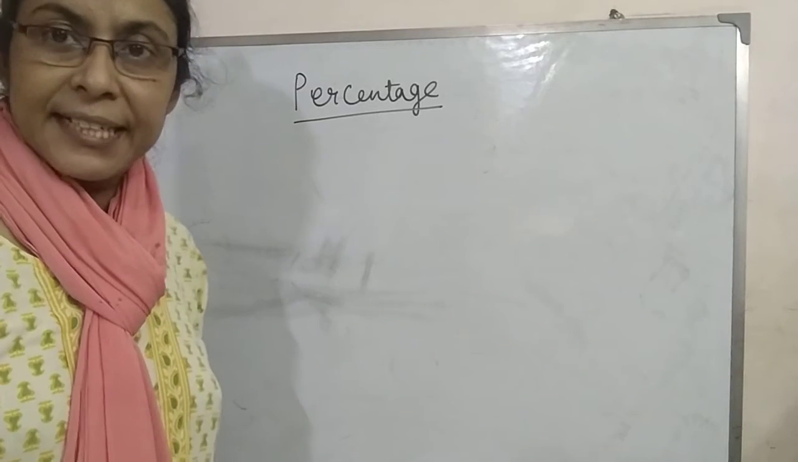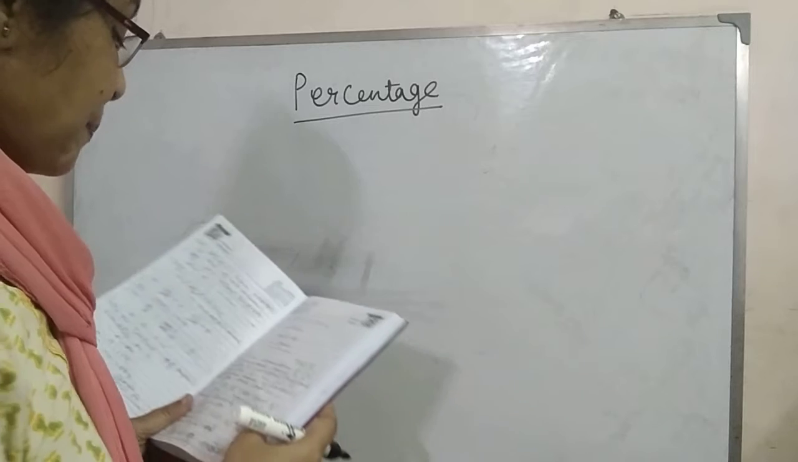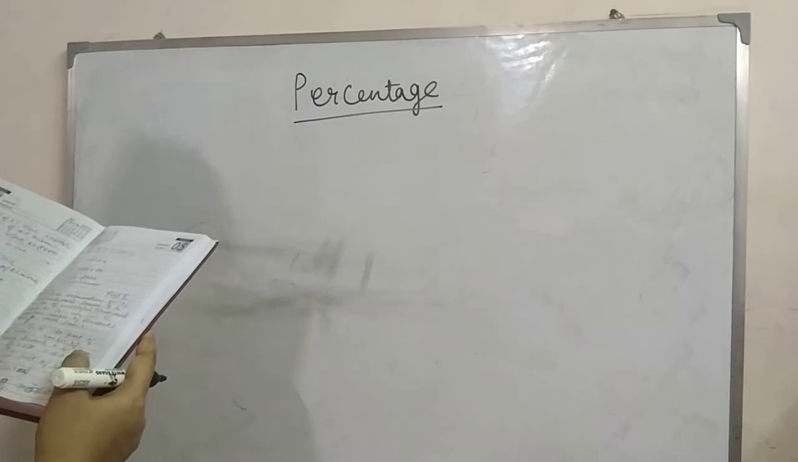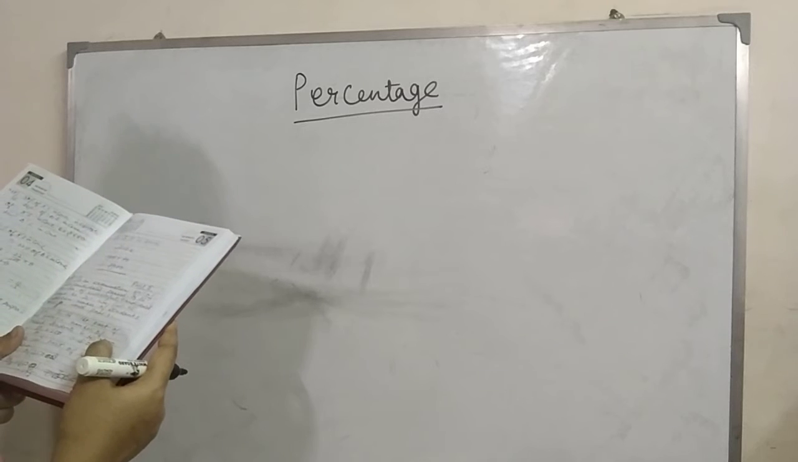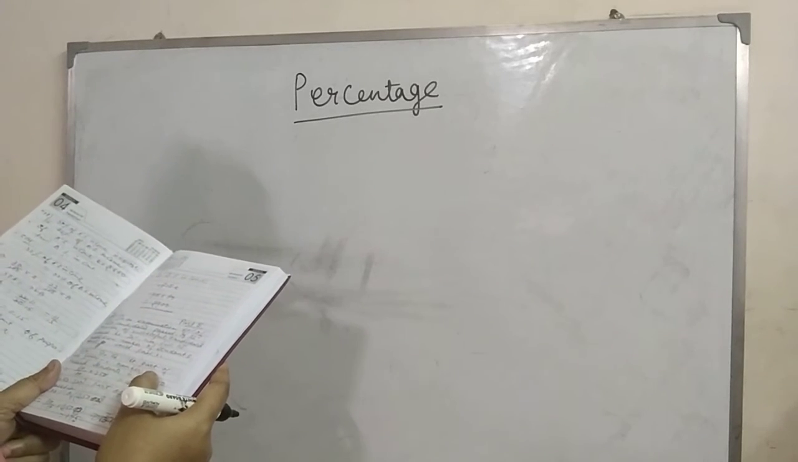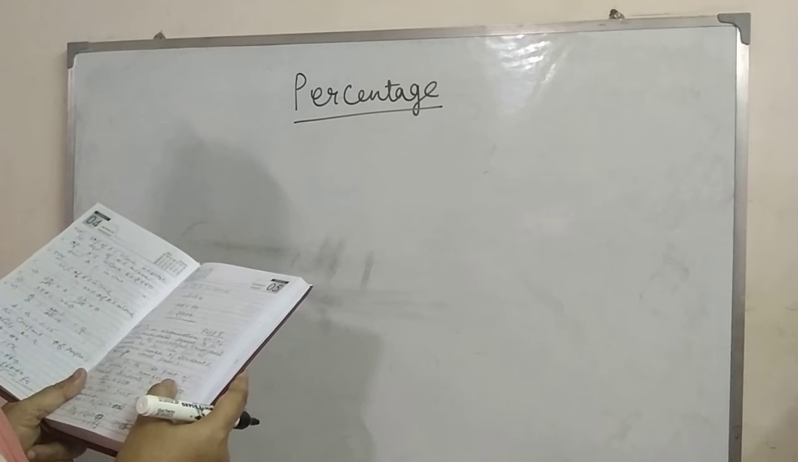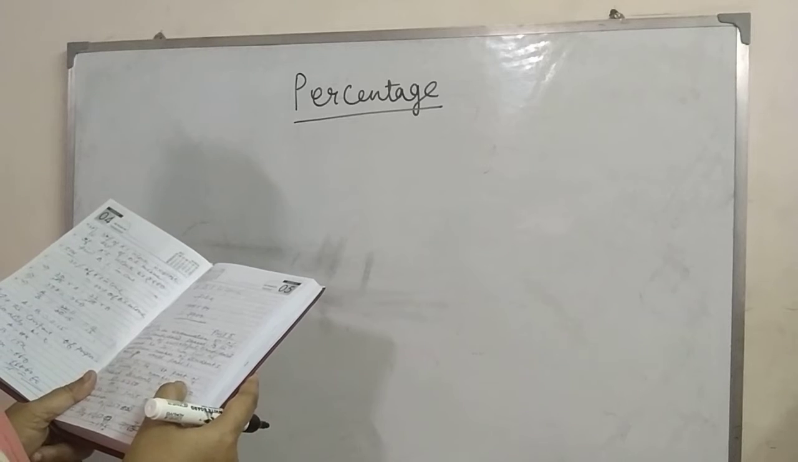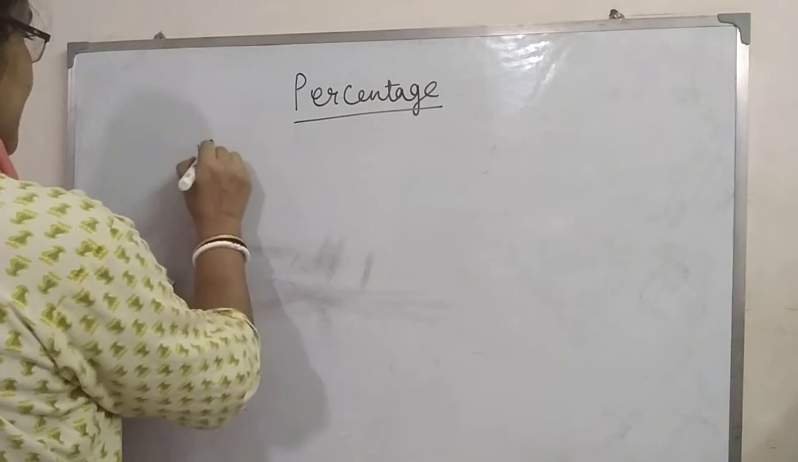Student of class 8, I am going to start sum number 18. In an examination, 60% of 250 candidates passed. If the number of successful candidates would be 70%, then find the additional number of students that would pass.